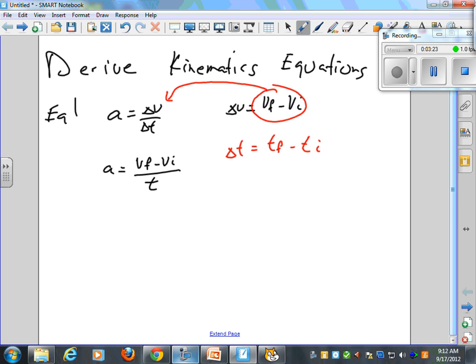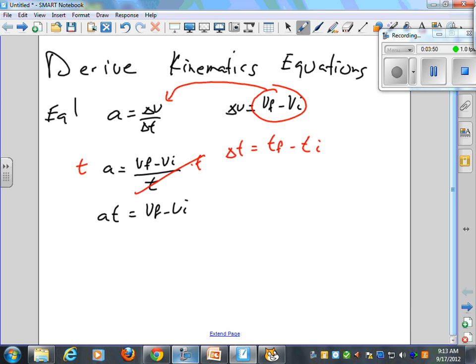Okay, now I'm going to rearrange that, and I'm going to take the t up to the other side, and it's going to become a t is equal to Vf minus Vi. Does everybody see the mathematical process there? I'm hoping that by grade 12 you've done enough pre-calc that you know to multiply both sides by t, those guys cancel, and you get t times a, or at.